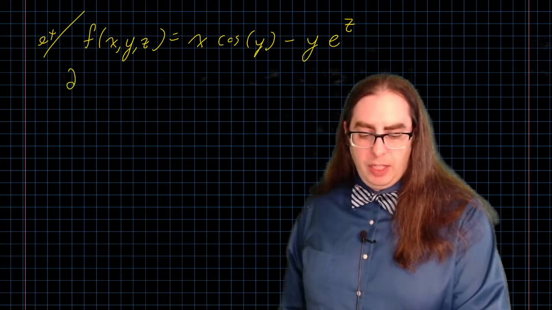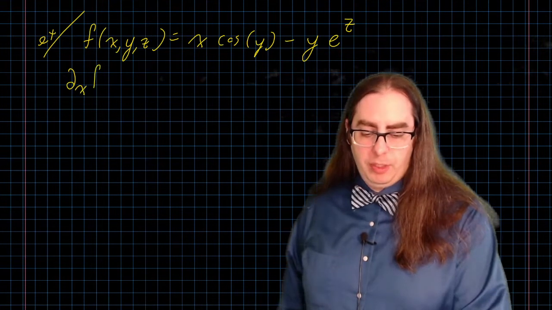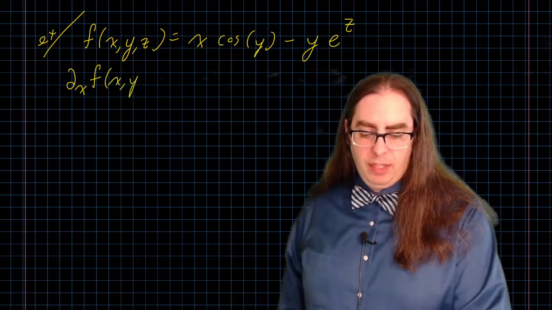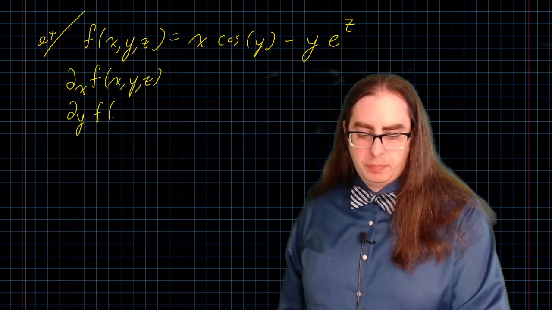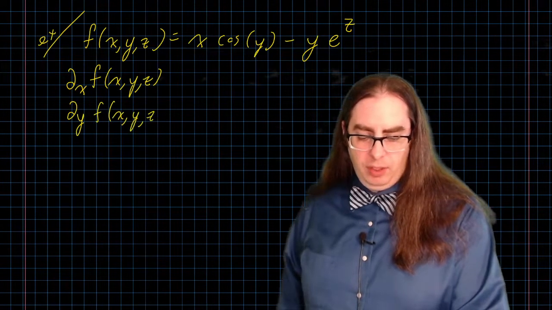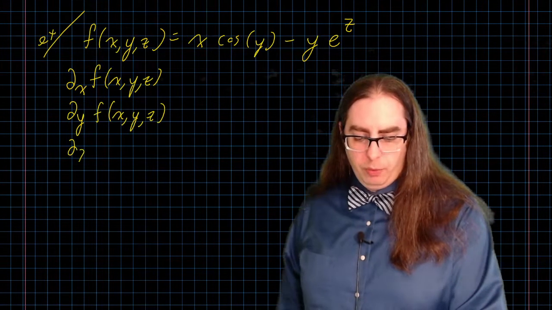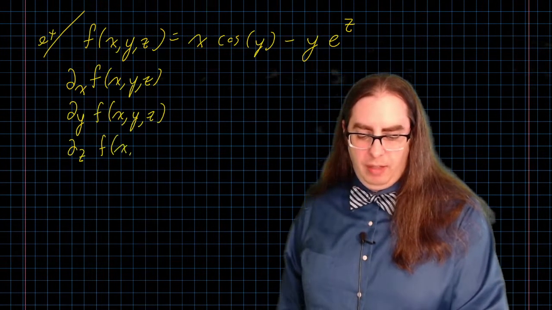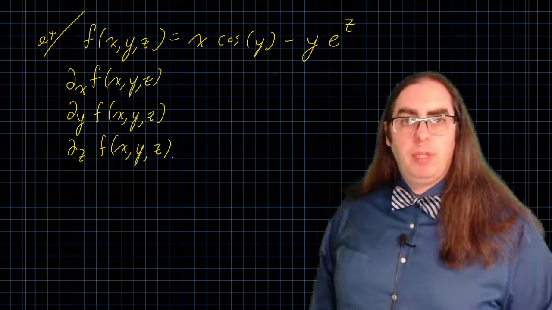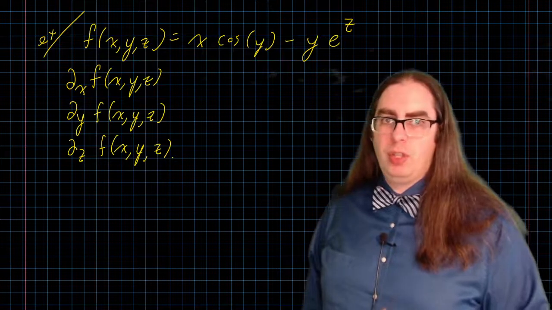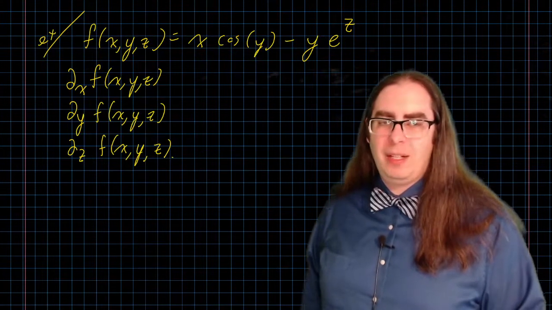And I would like you to find the partial with respect to x of f of x, y, and z, the partial with respect to y of f of x, y, and z, and the partial with respect to z of f of x, y, and z. All right, take a few minutes, see what you can do with that, make sure that this all makes sense to you, and I'll see you in the next video.